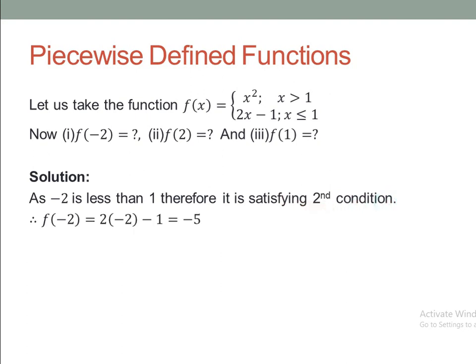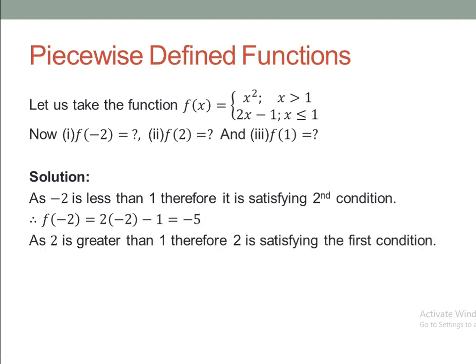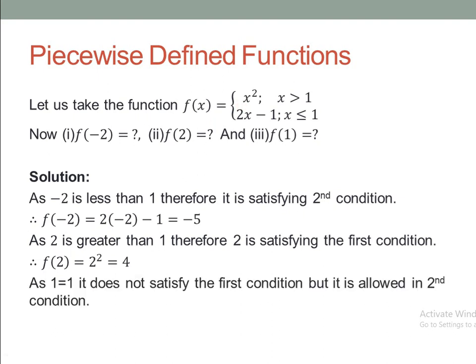Then by the second condition we have to multiply minus 2 by 2 and subtract 1. 2 into minus 2 is minus 4, and then minus 1 gives minus 5. As 2 is greater than 1, 2 is satisfying the first condition. Therefore f of 2 will be 2 squared. And then f of 1, what is f of 1? Look at the conditions. 1 satisfies the second condition, that is 1 is equal to 1. Therefore f of 1 equals 2 into 1 minus 1, equals 1.